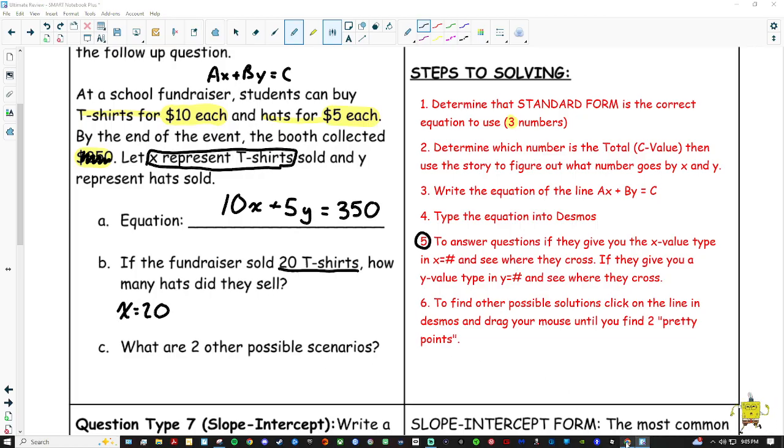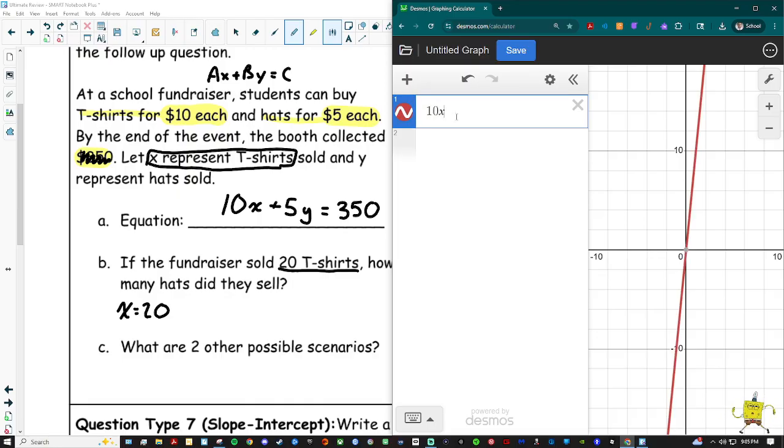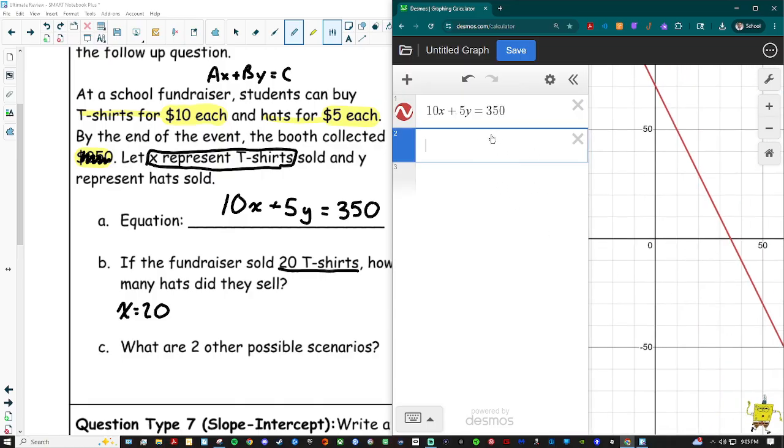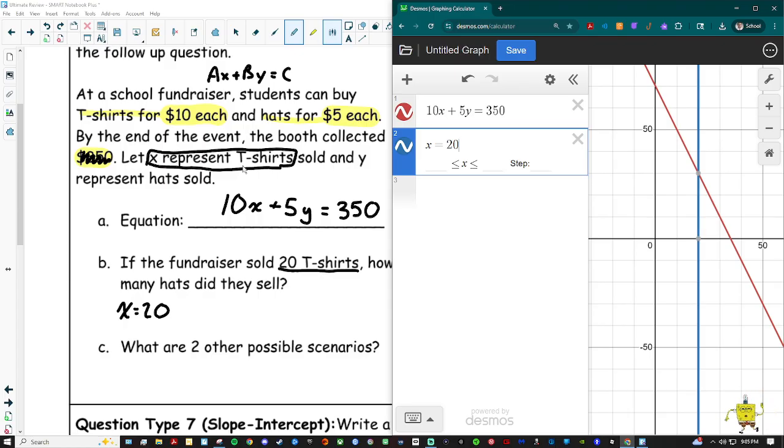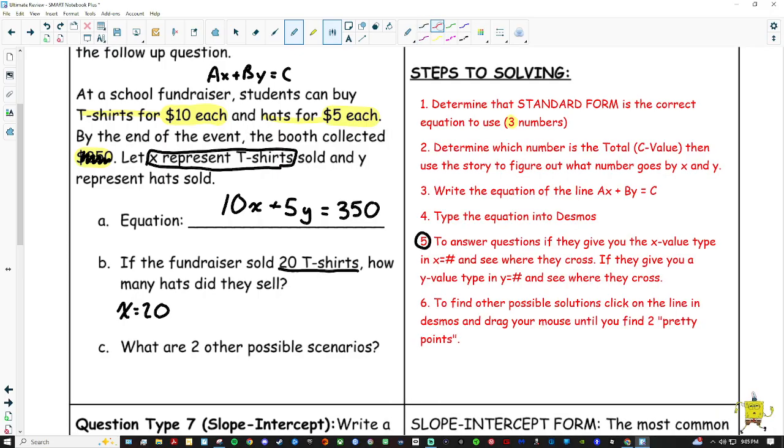So let's go do that. I'm going to type in my equation, 10x plus 5y equals 350. Okay, I don't see it, so I'm just going to zoom out. There's my line. Now, I'm typing in x equals 20 because that's how many t-shirts I sold, and t-shirts is an x value. Now, I'm going to click on the point where our two lines cross. I see my 20. When I sell 20 t-shirts, that means I sold 30 hats. That's my y value. So I'm going to type in 30 hats.